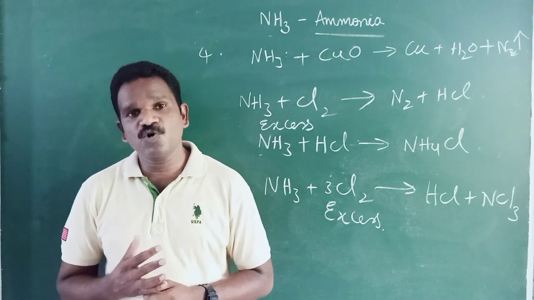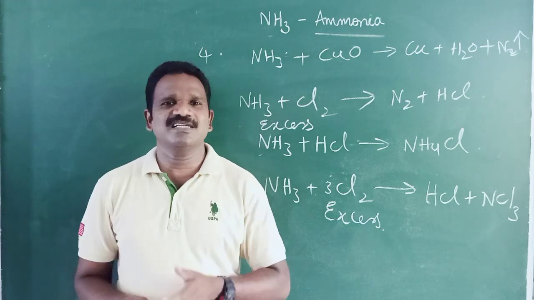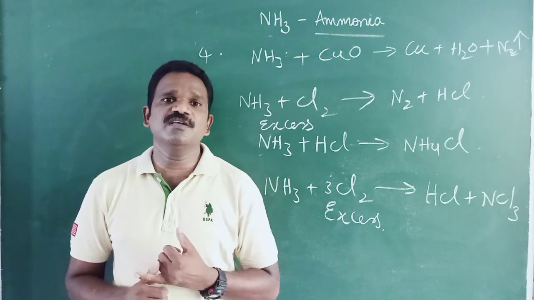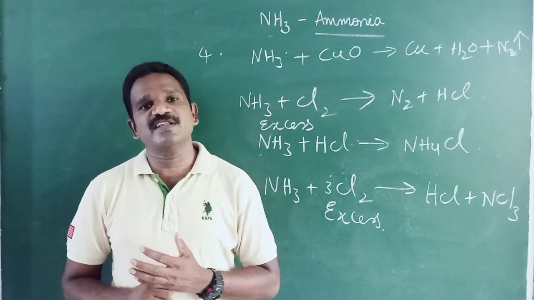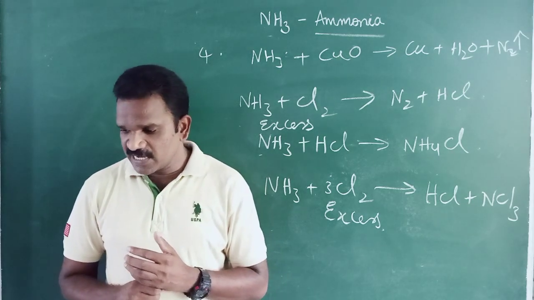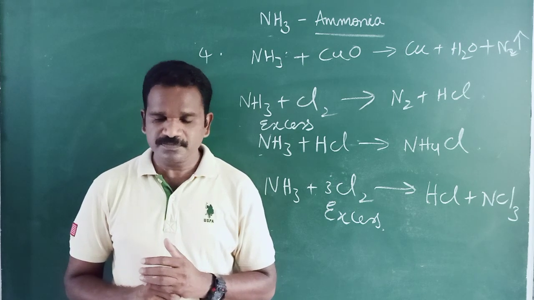What happens when copper sulfate is treated with ammonium hydroxide? So once already we have seen, just let me recap that one. Firstly, ferrous sulfate, FeSO4. When ferrous sulfate is treated with ammonium hydroxide, what are we getting? We are getting a dirty green precipitate of ferrous hydroxide.